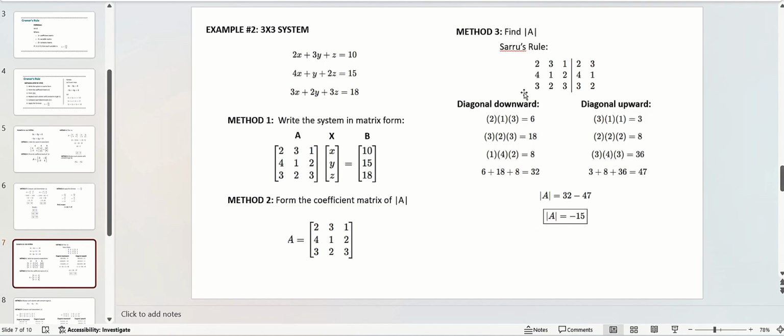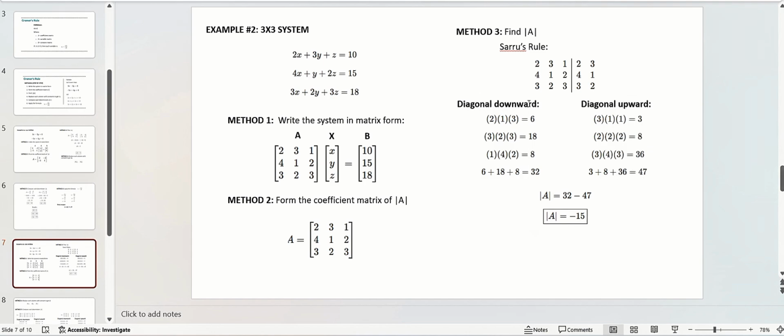And then diagonal upward na po, which is 3 times 1 times 1 upward siya, and then 2 times 2 times 2, which is 8, and 3 times 4 times 3 is equal to 36. So i-add na po nato siya to get the value of diagonal upward. 3 plus 8 plus 36 is equal to 47.